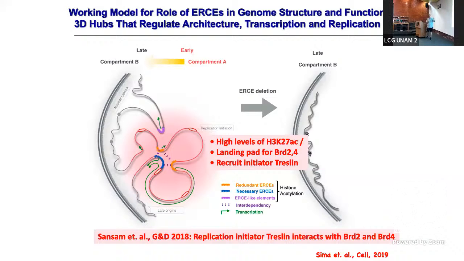And he finds that the top hits in a yeast two-hybrid for interacting with treslin are BRD2-4. BRD2-4 happen to bind to histone acetylation, and they also happen to phase separate. So when BRD2-4 reaches high concentration, it's going to drop out of solution and form a liquid-liquid phase separation droplet, okay? And then, by this logic, it's going to attract a lot of treslin.